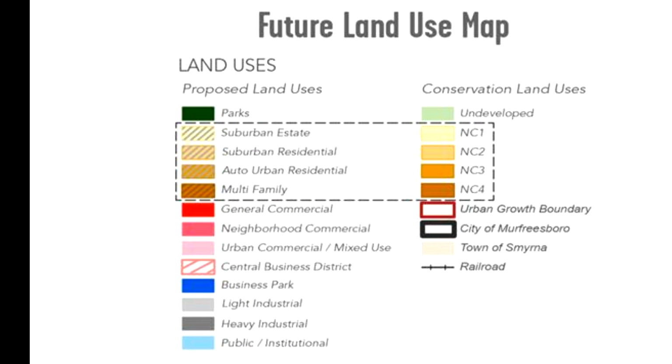So when you look at the legend on the future land use map, you'll see the box that's highlighted in the dashed line. The suburban estate does equate to NC1, and then NC4 equates to multifamily. So anything that's cross-hatched is what we're proposing the land use to be. The NC1 through NC4 is all existing residential.